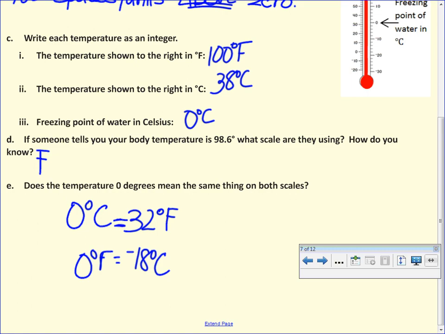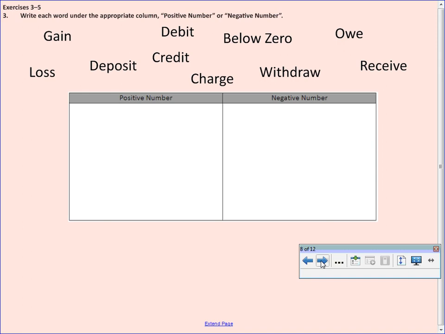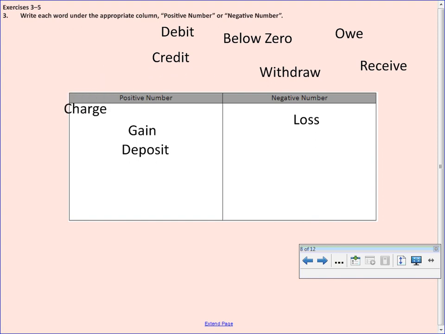Okay, any questions so far? Let's review some of the words that we've been talking about that help us identify whether it's a positive or negative number. So gain, is that positive or negative? Positive. Deposit, positive. Loss, negative. Charge. If they're going to charge me $5 to park my car, that's negative. They're taking it away from me.